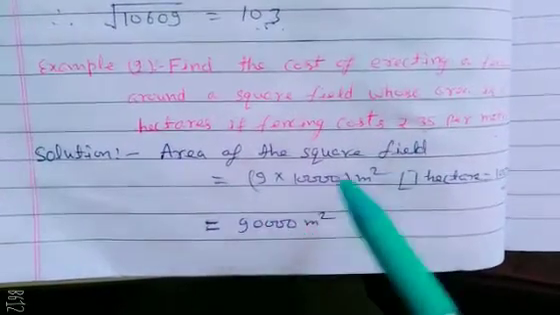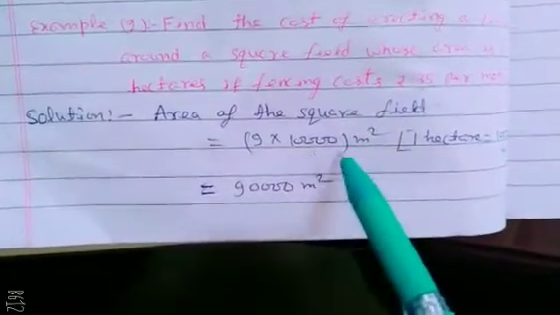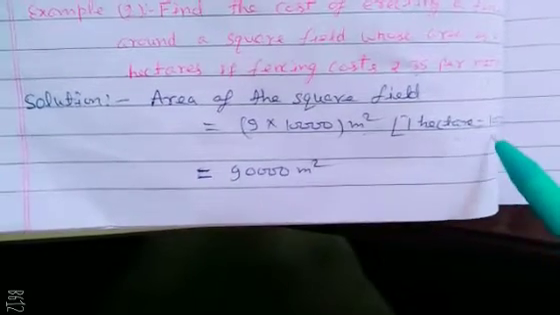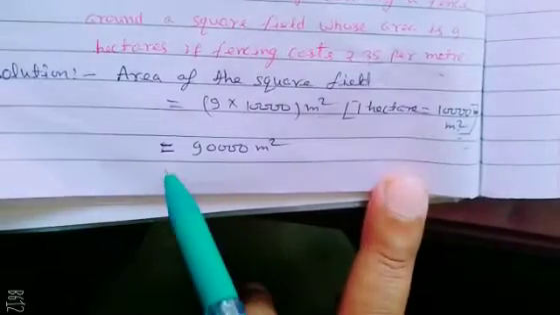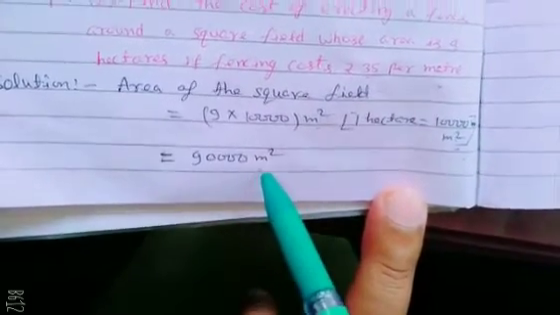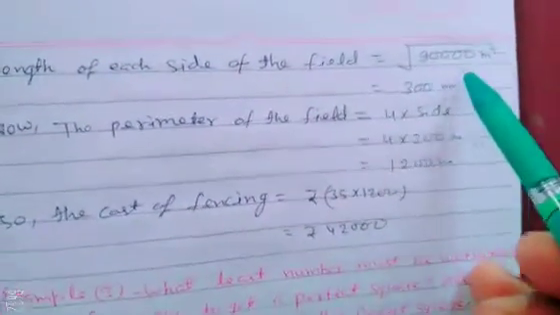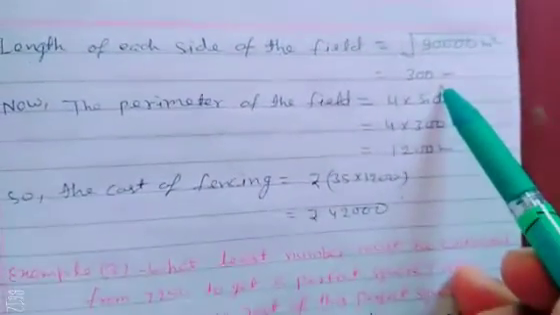So area of the square field equals 9 into 10,000 meter square. We know that 1 hectare is equal to 10,000 meter square. So it equals 90,000 meter square. Now length of each side of the field equals under root area. It means under root 90,000 meter square equals 300 meter.